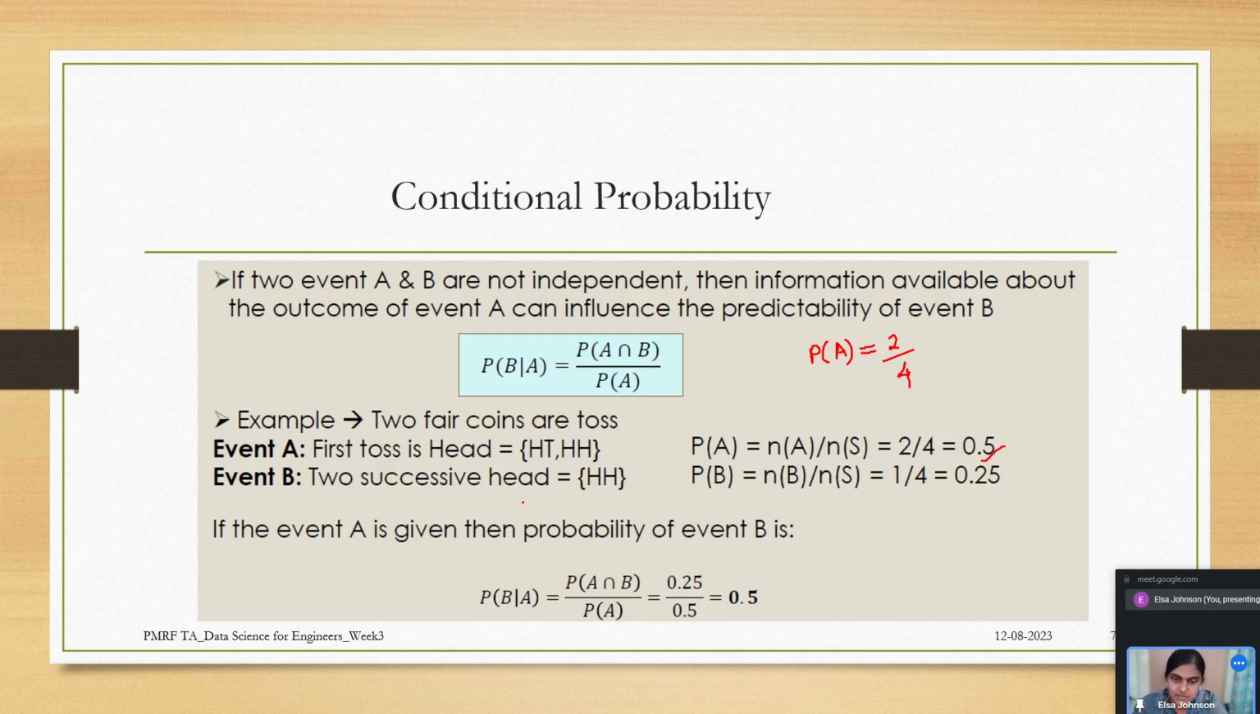And the next one, two successive heads. There is only one case, HH. So P of B will be N of B by N of S, and only one case is present there.